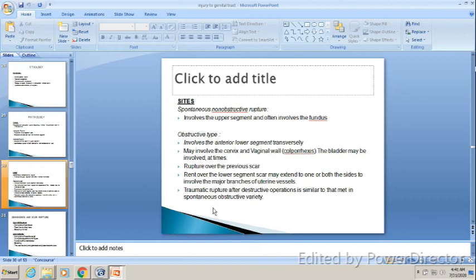Obstructive type involves the anterior lower segment transversely. It may involve the cervix and vaginal wall. The bladder may be involved at times. Rupture over the previous scar: the rent over the lower segment scar may extend to one or both sides, involving the major branches of the uterine vessels. Traumatic rupture after destructive operations is similar to that met in the spontaneous obstructive variety.